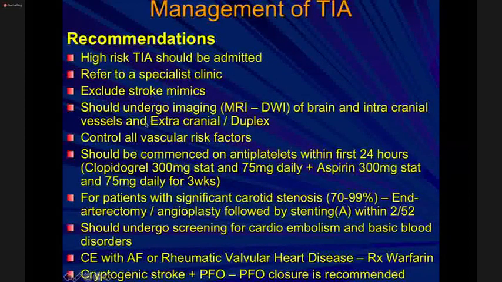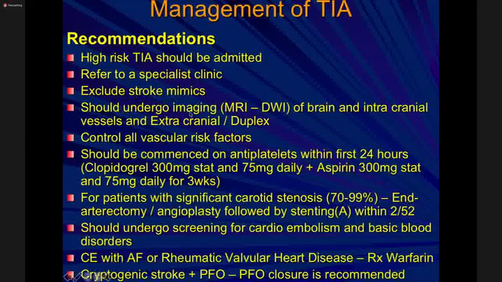Management of TIA. So now I have told you that TIA is the most important time that we could help patients. The high-risk TIA should be admitted, that I already have told you. Refer to a specialist clinic. All the others have to be referred to a specialist clinic. They need attention of the specialist. Exclude stroke mimics, you need to do that.